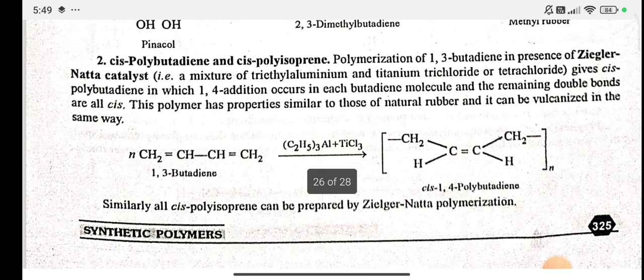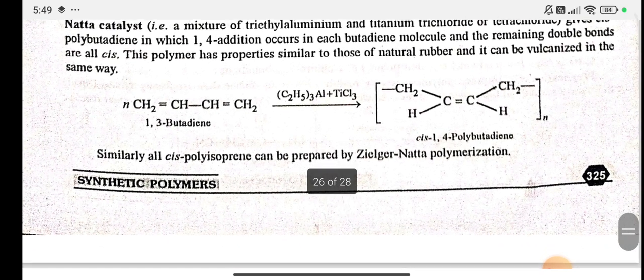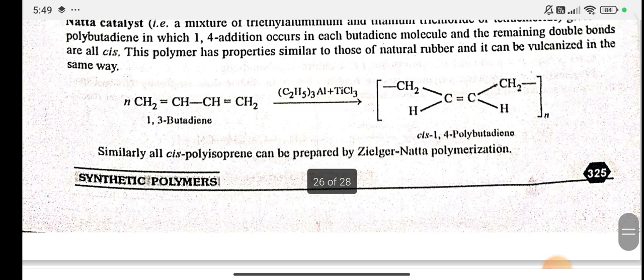Polymerization of 1,3-butadiene in the presence of a Ziegler-Natta catalyst gives cis-polybutadiene, in which 1,4 addition occurs across the butadiene molecule and the remaining double bonds are all cis. This polymer has properties similar to those of natural rubber and can be vulcanized in the same way.